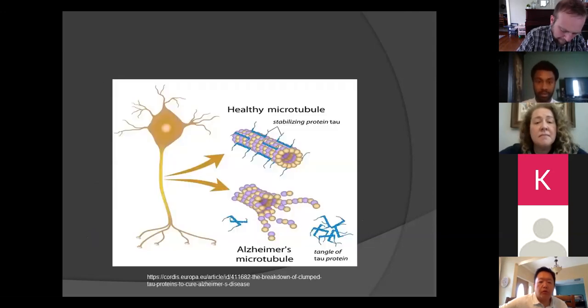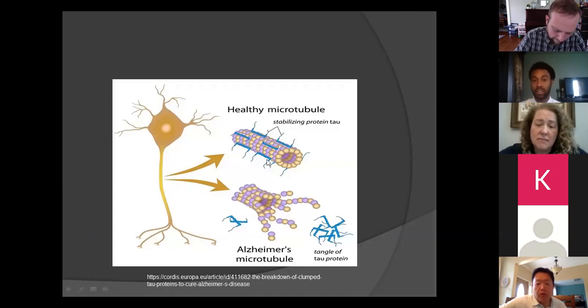In this illustration, this is showing you how the stability of these tau proteins keeps the microtubules together. Without these tau proteins, you can see how the microtubules get loose. And then you can see how they create these little tangle formations right here.